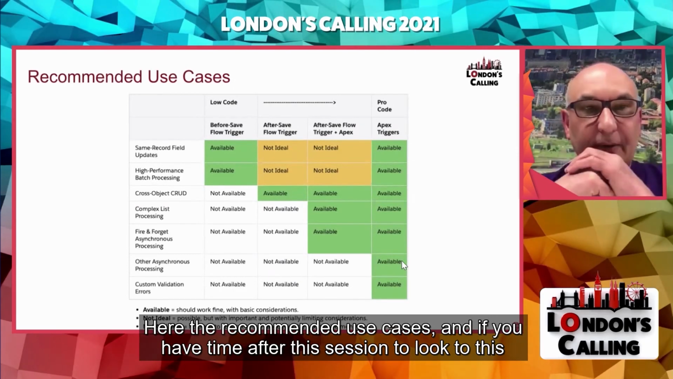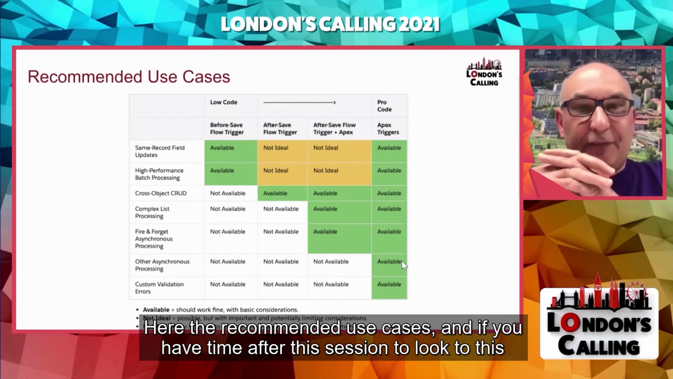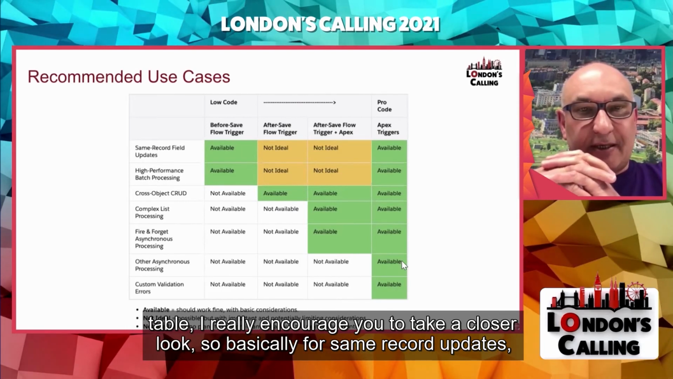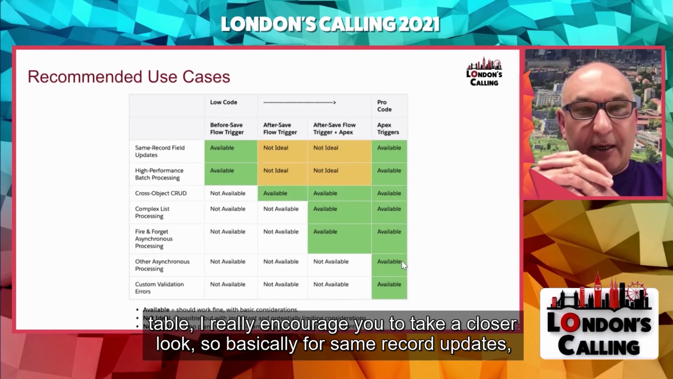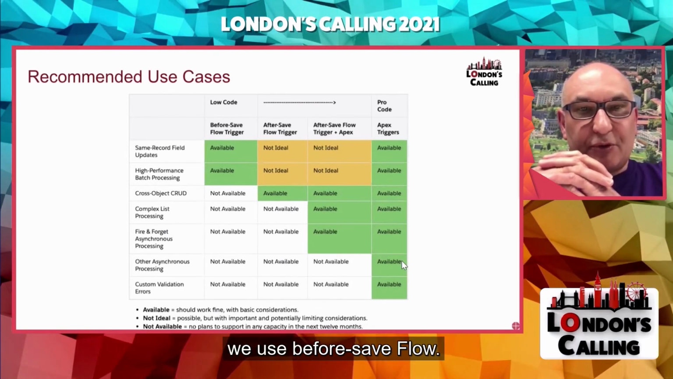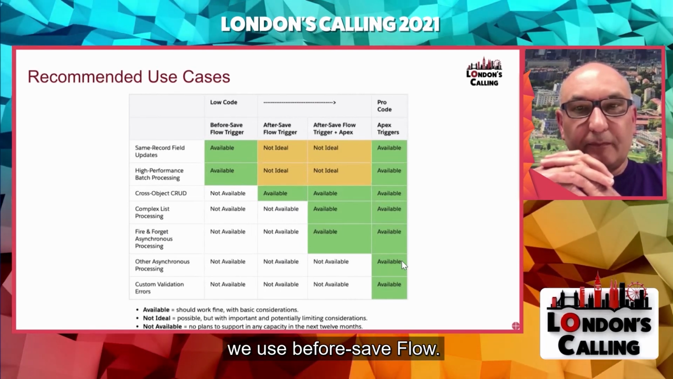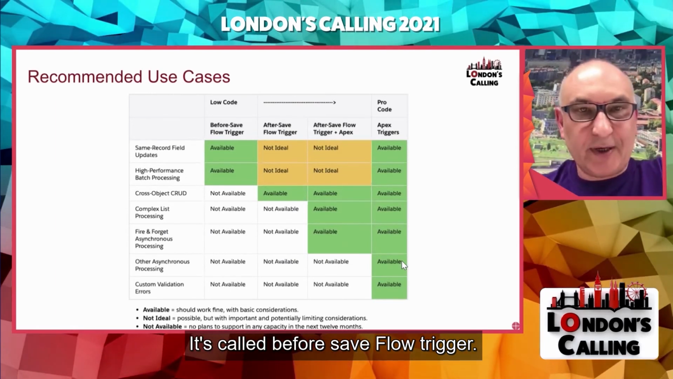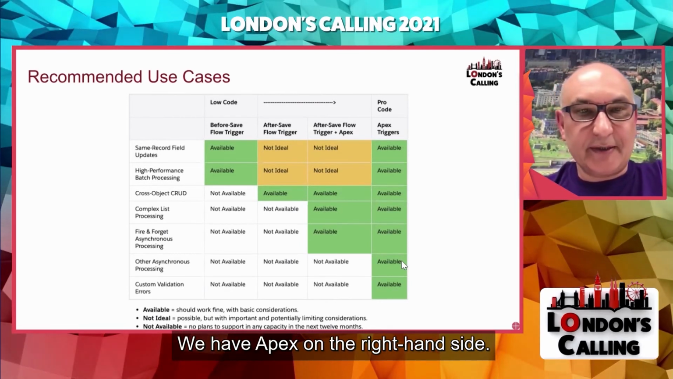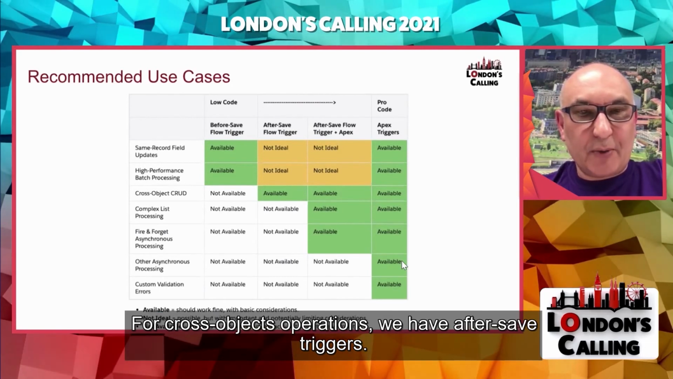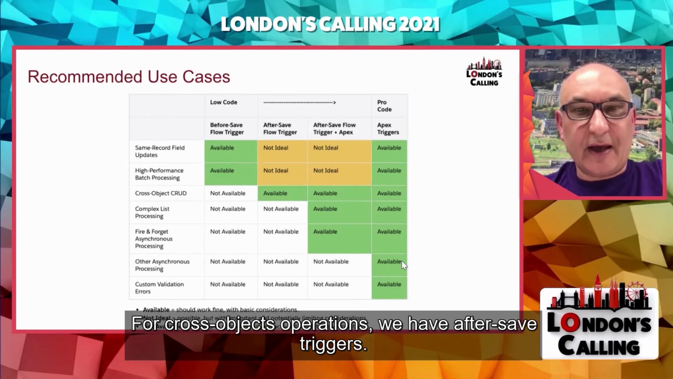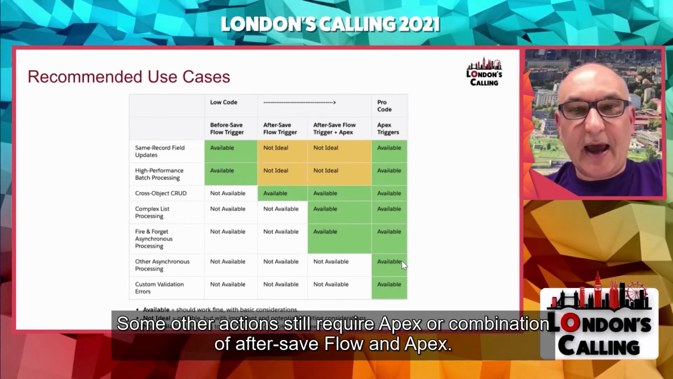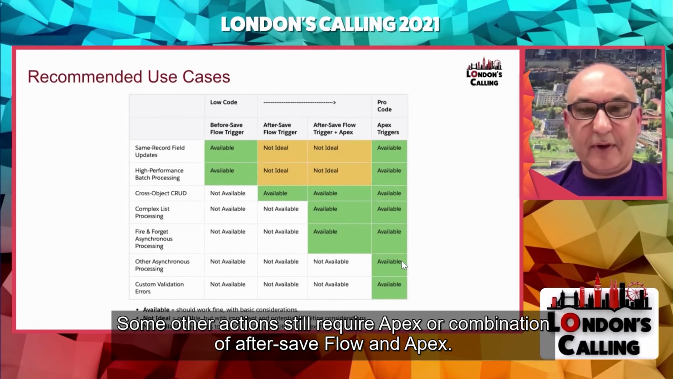So here are the recommended use cases. And if you have time after the session to look at this table, I really encourage you to take a closer look. So basically, for same record updates, we use before save flow. So it calls before save flow trigger on the left-hand side, low code, and we have Apex on the right-hand side. And for cross-object operations, we have after save triggers. Some other actions still require Apex or a combination of after save flow and Apex.